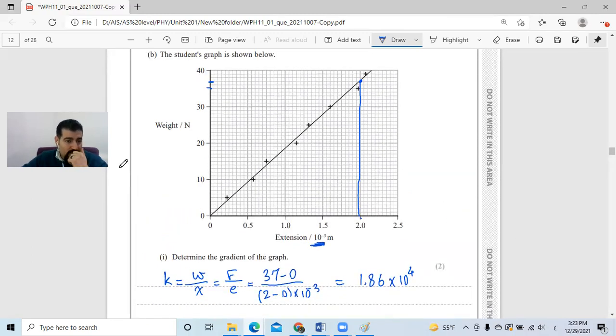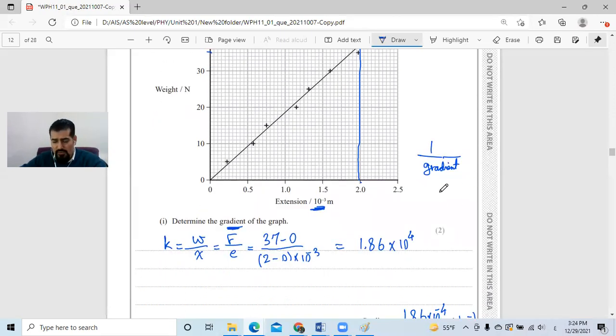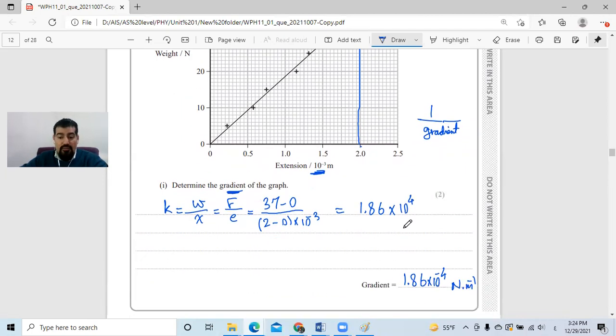Teacher, what do we do when the axes are switched? If they ask about the gradient, no problem, we find the gradient. If they ask about the stiffness and the axes are switched, we find the gradient, then we invert the answer, 1 over the gradient. It depends on the question. Because they ask about the gradient, don't worry. Don't forget that this gradient, I will use it for the next part.